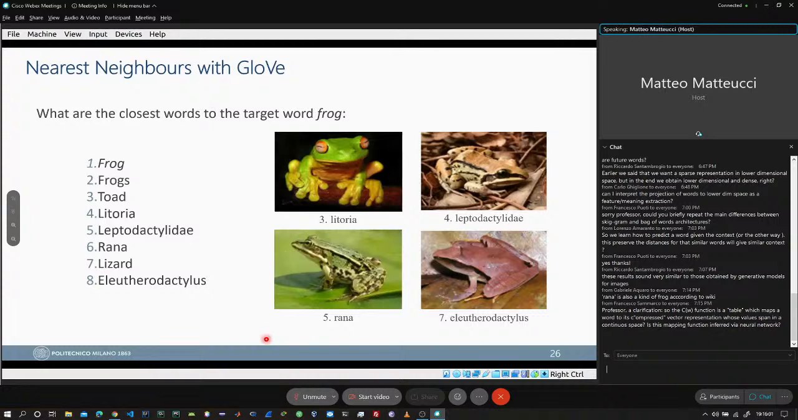Oh yes, okay. Sorry, there is a question now, which is a clarification. So the C function is a table which maps a word to its compressed vector representation, whose values span a continuous space? Yes. Is this mapping function inferred via a neural network?